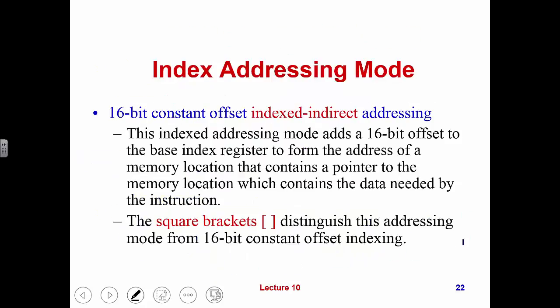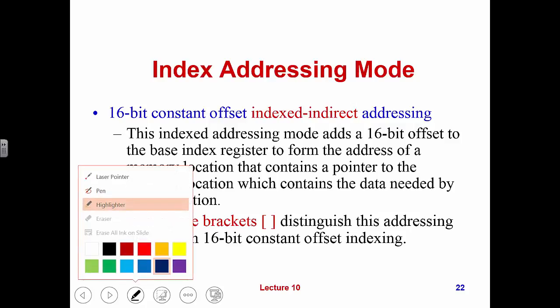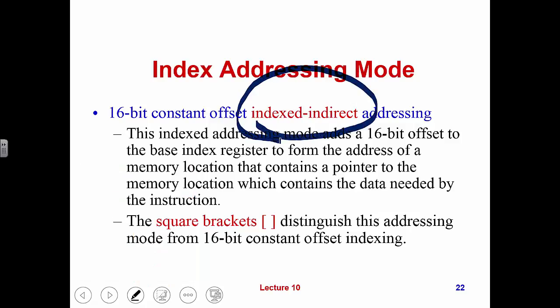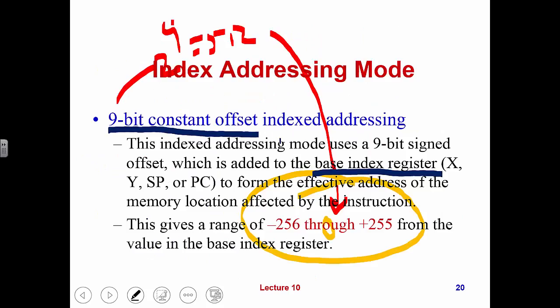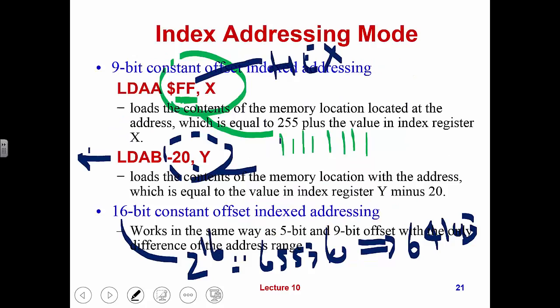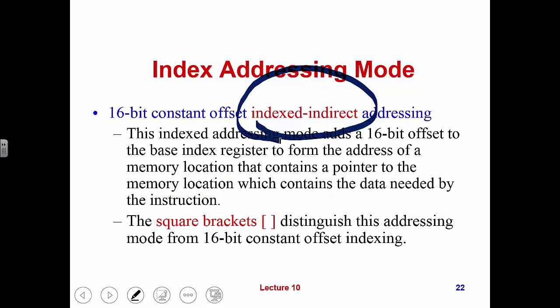In addition, one special type of indexed address mode is called the indexed indirect address mode. This is interesting, and we have never covered this before. What we have been talking about, the 5 bits, 9 bits or 16 bits, is simply called the constant offset indexed address mode. But the one I show you here is the indexed indirect address mode. This is mainly designed for 16 bits.